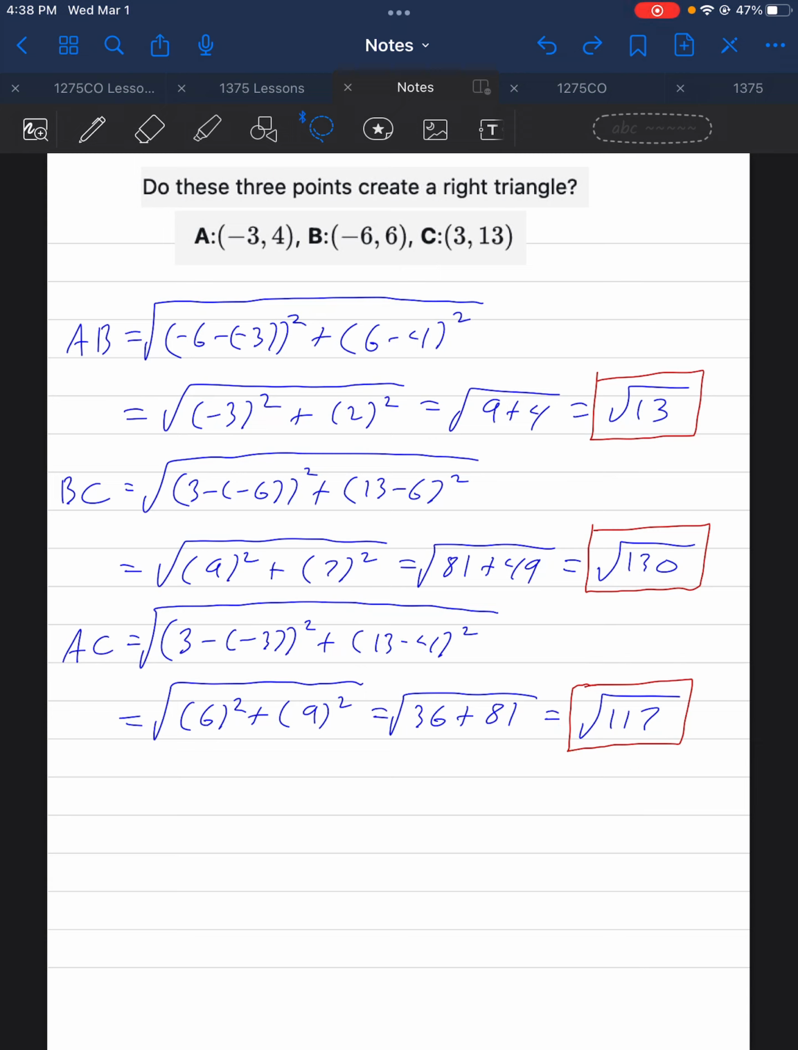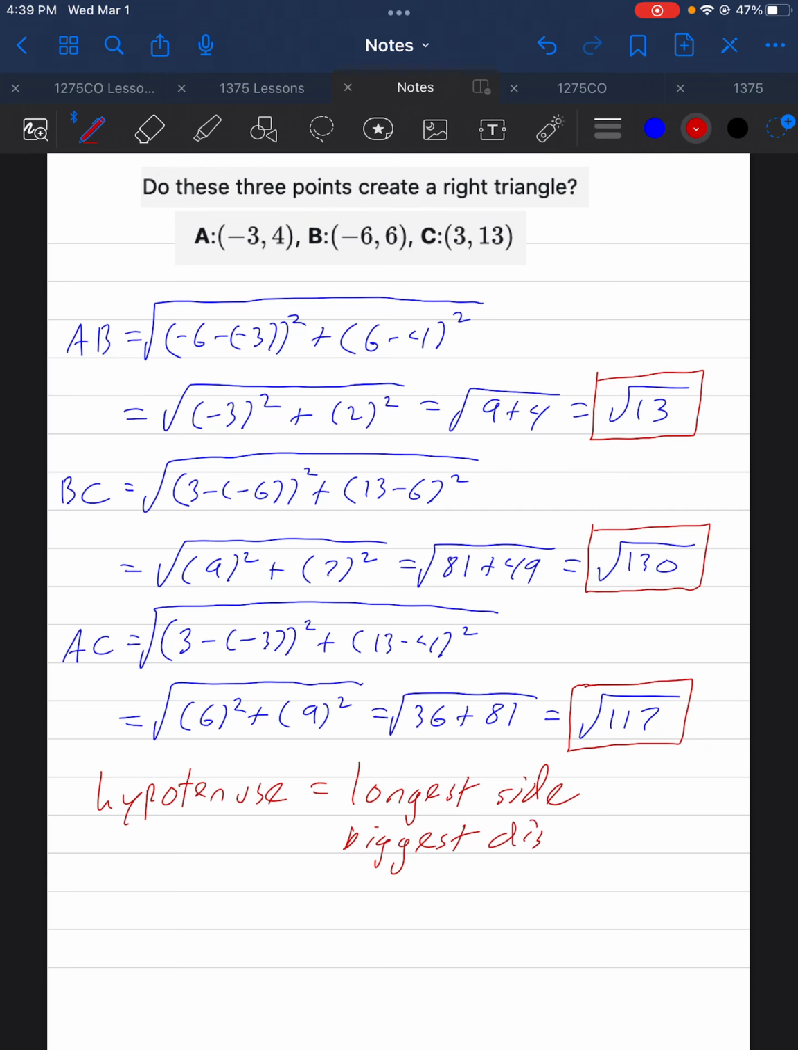Now, one thing that is important to know here is that the hypotenuse of a right triangle equals the longest side, which means biggest distance. So which one of these, AB, BC, or AC, is the biggest? Well, that would be the square root of 130.